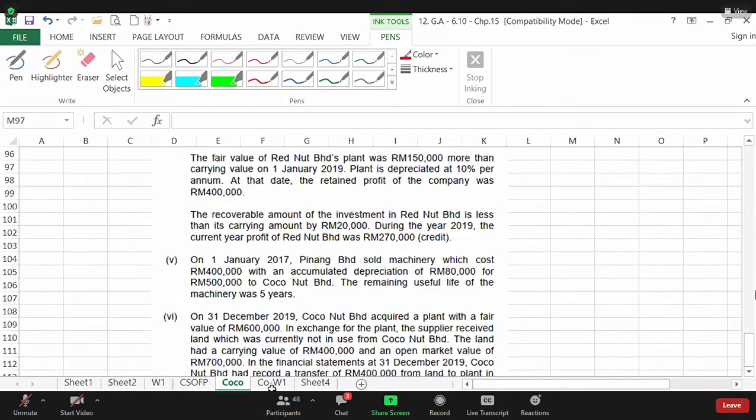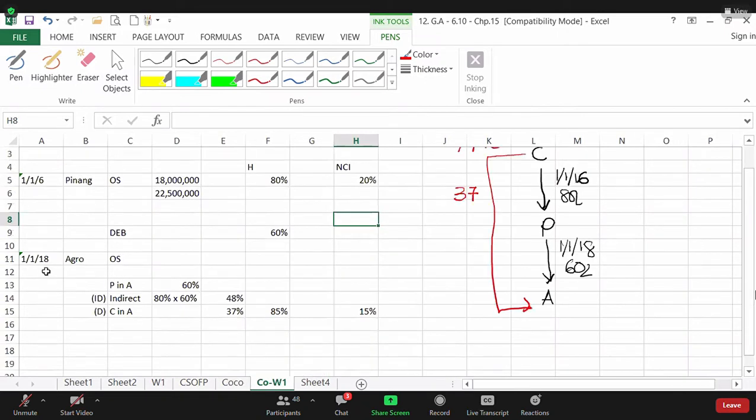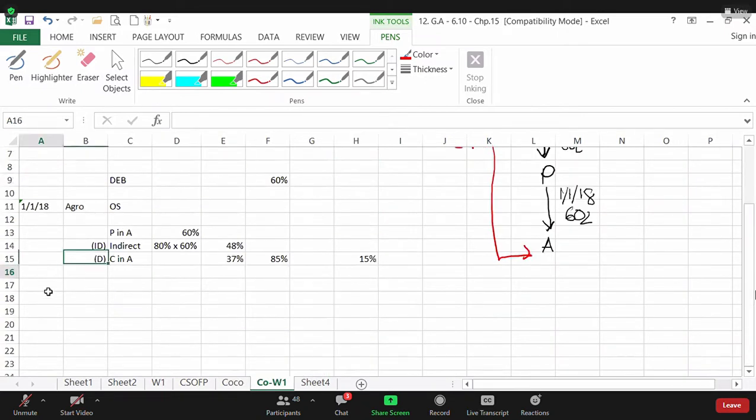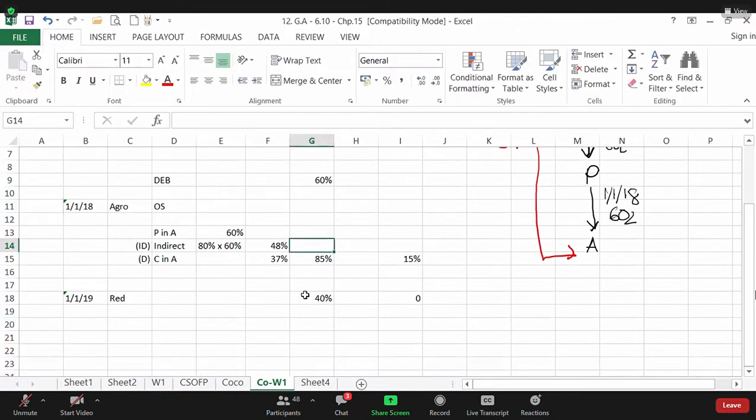So now I know already a second company having by the company. When is the acquire? 1st January 19. Company rates 40%. No NCI because associate. So now I know already these two.